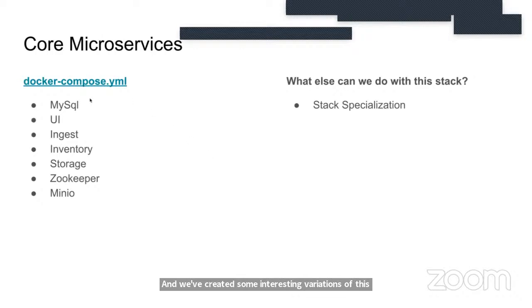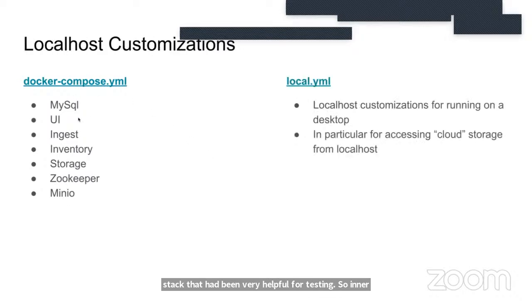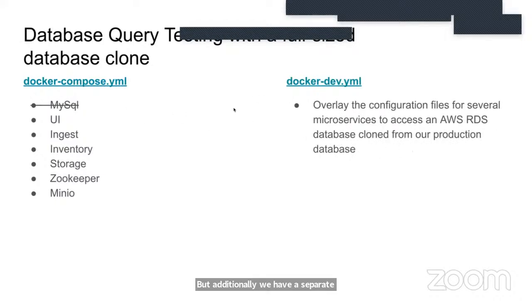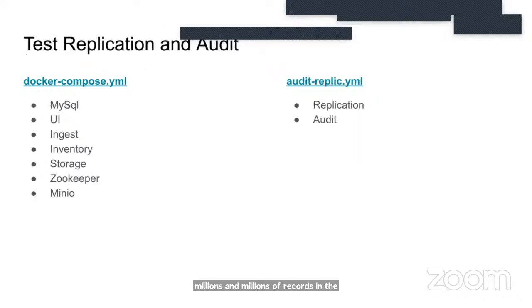So in our core Docker Compose file, we've got the core microservices that I described to you. But additionally, we have a separate Docker Compose file that allows us to ignore the MySQL Docker container and instead use a clone of our production database. And we run this stack when we want to test the performance of SQL queries against millions and millions of records in the database.